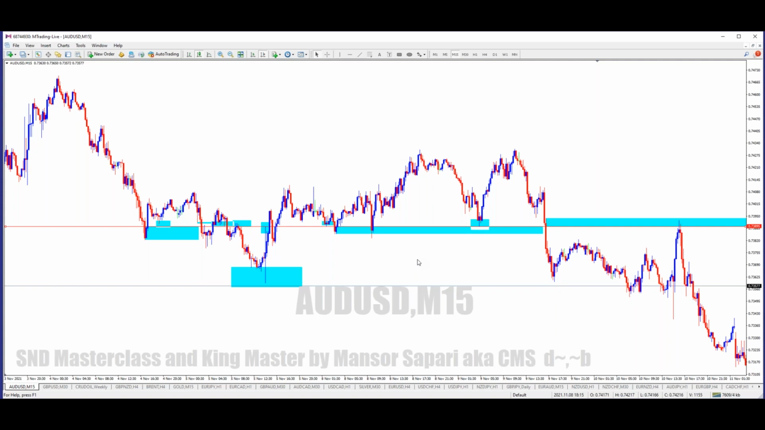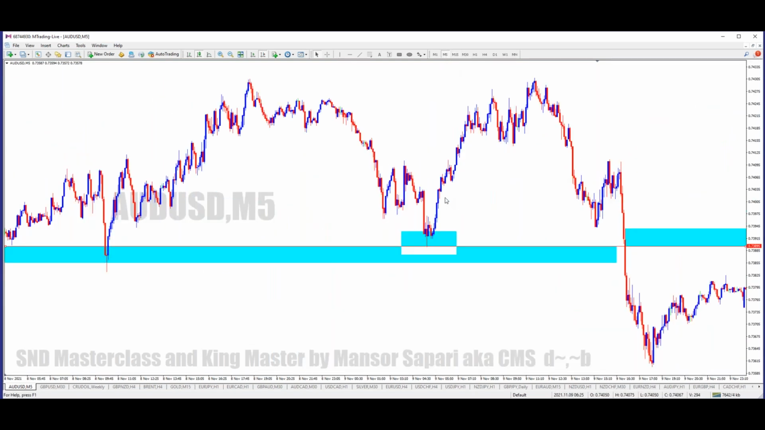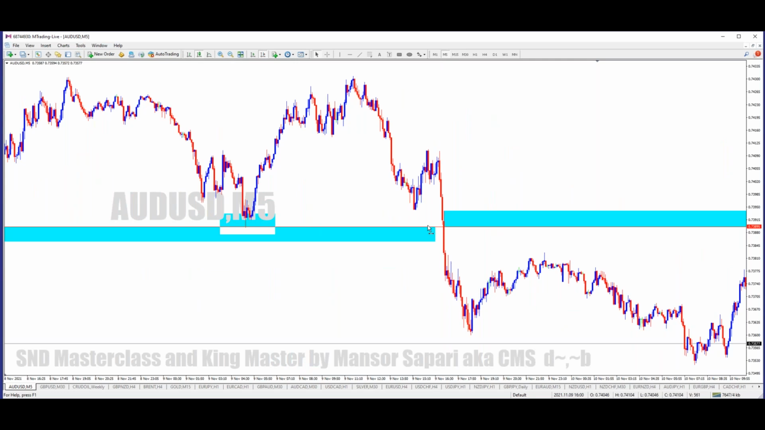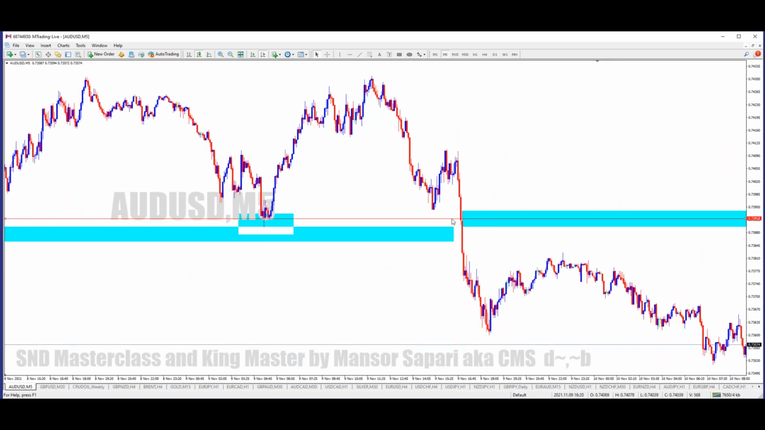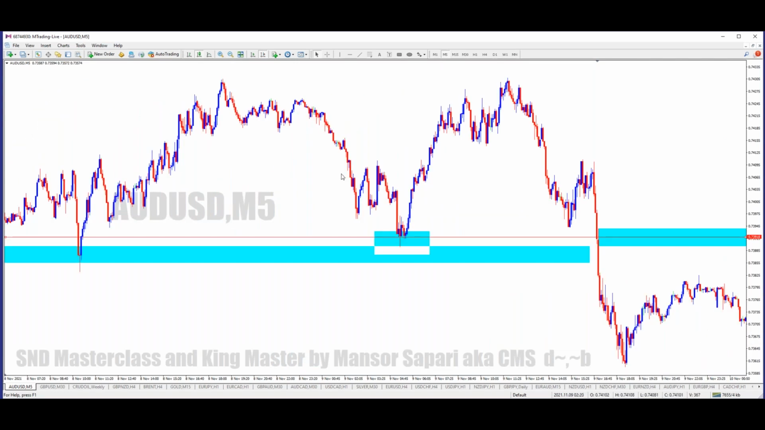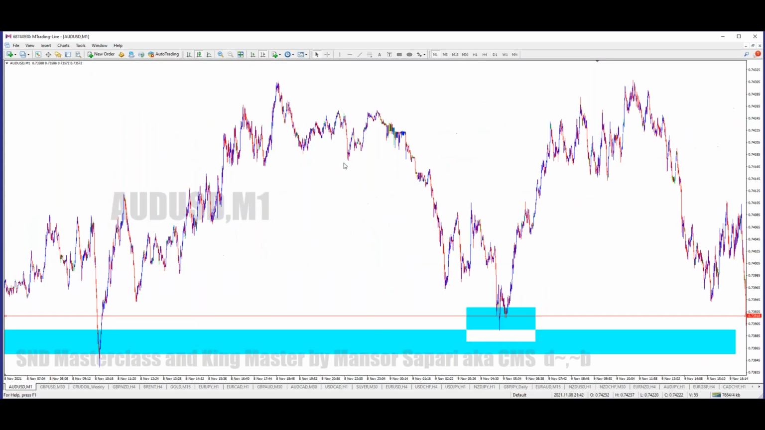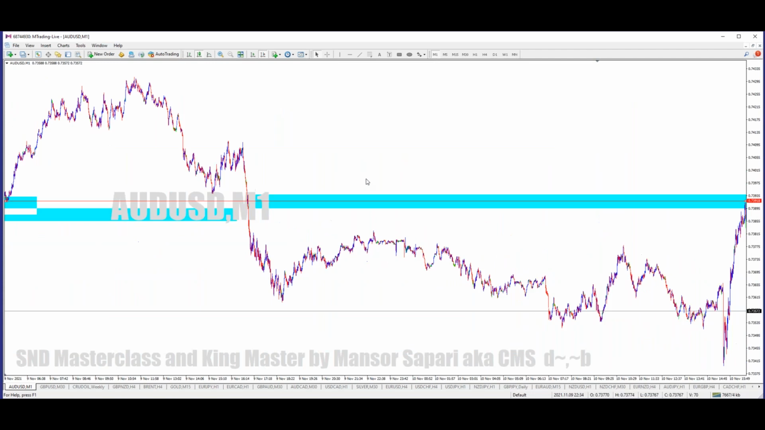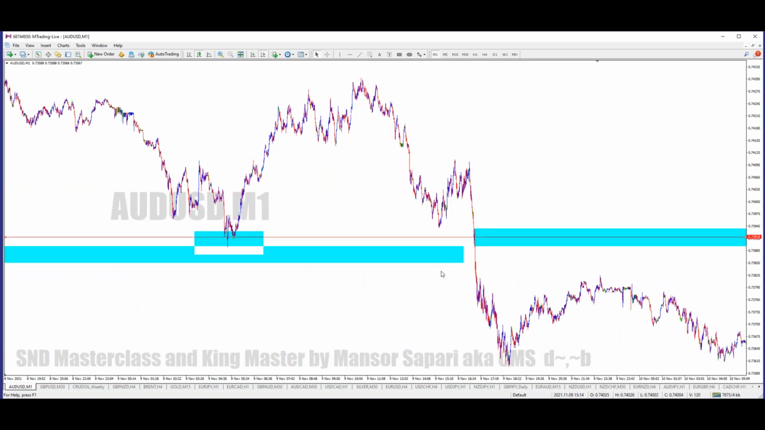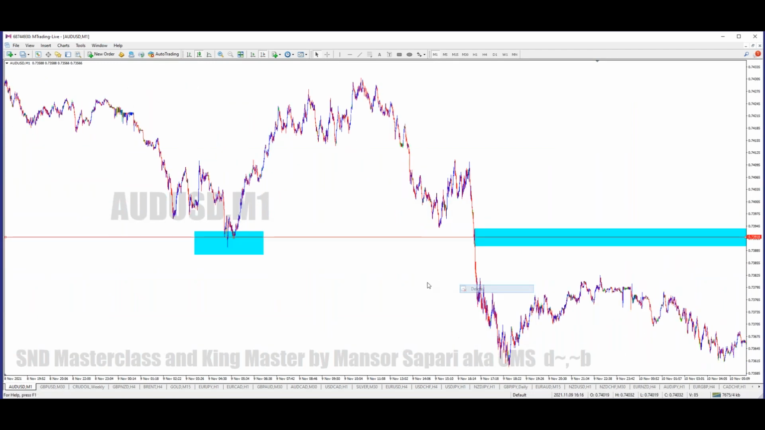Pawan is asking, sir, is there a price cap on M15 before the king? M15 before king. Over here, yeah, maybe over here. If you go to a smaller time frame, you have a drop base rally. But I don't usually go down to M1. Usually I just use M5 as the smallest time frame.